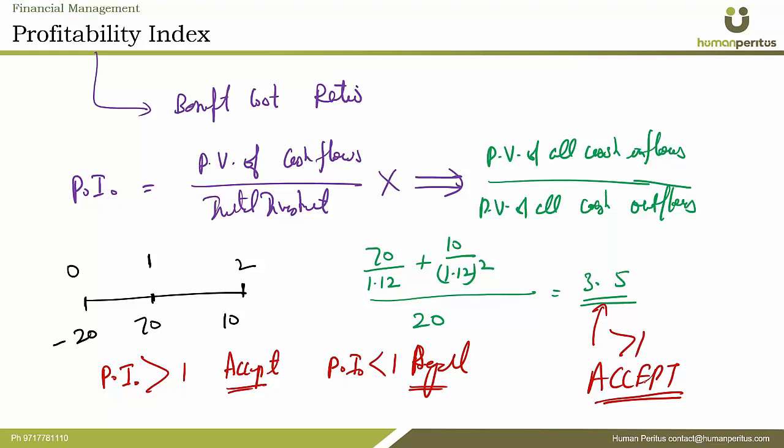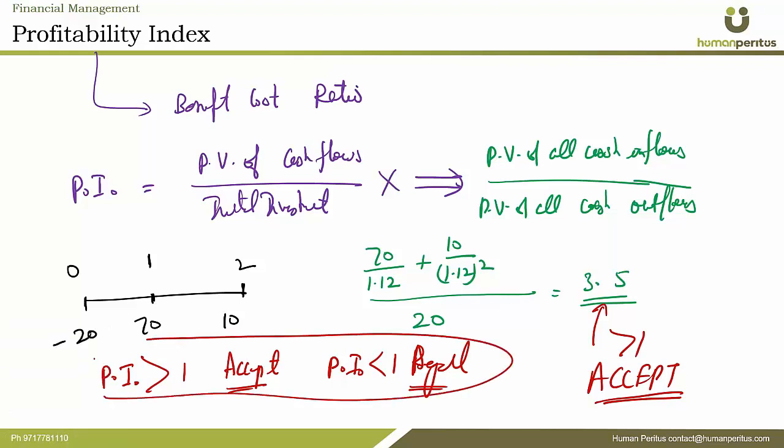So if there is a single project or an independent project, of course, this is how we can make our decision, accept or reject. What if there are mutually exclusive projects? There are two projects, maybe A and B. Then what we'll do? We calculate profitability index for A, profitability index for B, and which one is higher, we select that. Okay, so profitability index is quite simple.